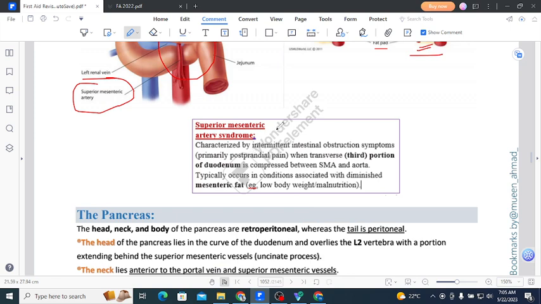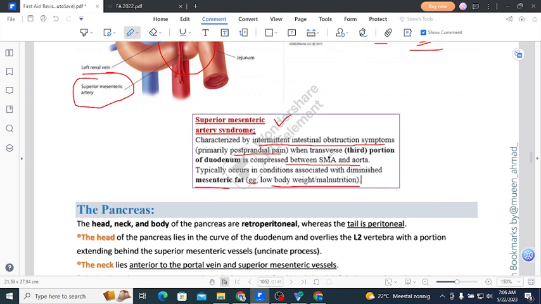Here you can see the superior mesenteric artery syndrome. It is characterized by intermittent intestinal obstruction symptoms, primarily post-prandial pain. Okay, when the third portion of the duodenum is compressed between the superior mesenteric artery and the aorta, it typically occurs in conditions associated with diminished mesenteric fat, for example, low body weight, malnutrition, and stuff like that. Then we have the next structure.